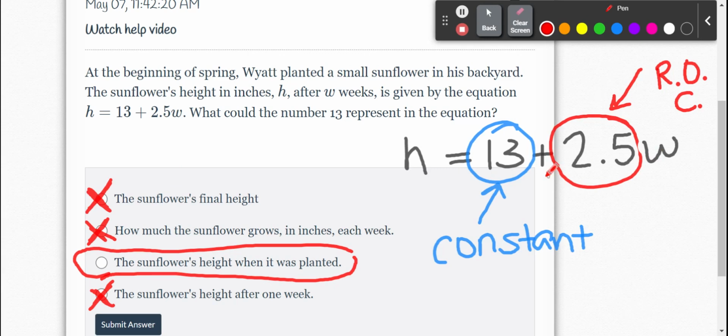Okay, so make sure you identify your constant and your rate of change, and just remember your constant is always going to be your starting point, whether it's snow on the ground or the height of a plant. That's always going to be your starting point, and then whatever number is the rate of change next to the variable, that's how much it's going to change over time. So in this case, it was over weeks. And in the last example, it was over minutes, I believe. So just make sure you identify those first to help you out.